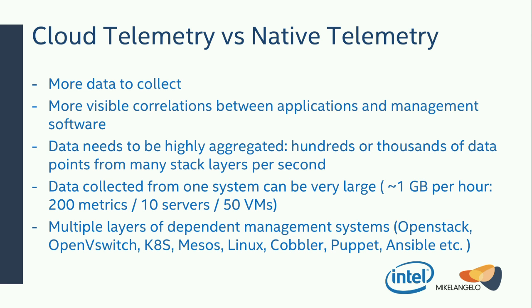And also this goes to the data. Data needs to be highly aggregated, because data collected from one system is very large. For normal data, if you start collecting from just 50 VMs, you would collect 1 gigabit per hour for a few servers. That means when you are collecting from way more servers, this data becomes a problem. When you also start collecting data from the logs and others, it could be 20 gigabytes per hour.